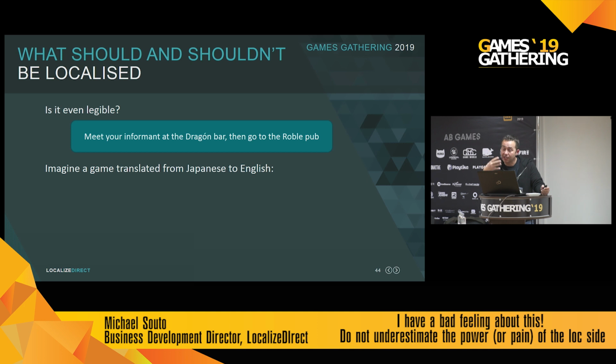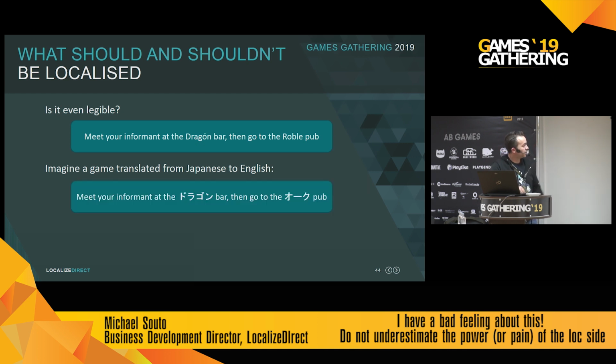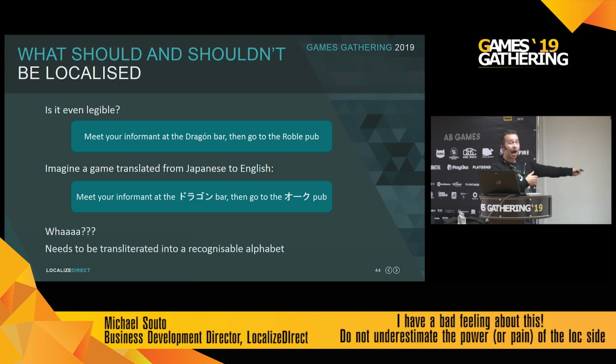If that was translated from Japanese, and they said, okay, we want to keep the location names in the source language, then you'd end up with this. Meet your informant at the bar, and then go to the pub. It's like, whoa, what does it mean? So you've got players today playing games going, what am I supposed to be doing here? This is madness. Wow.